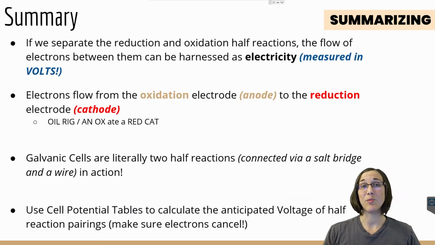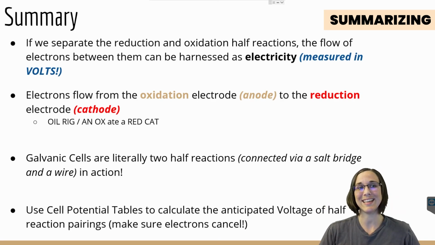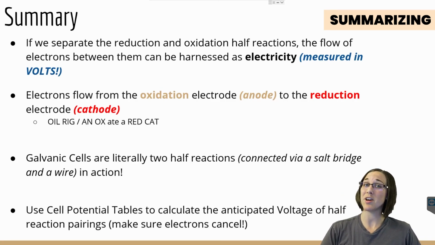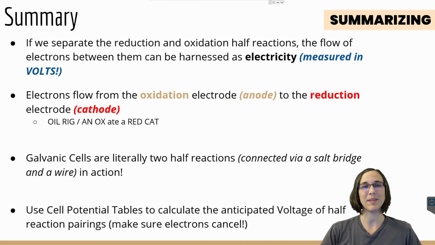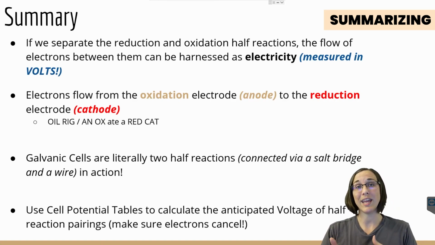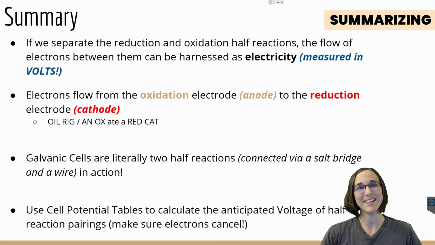In this review lesson, we went over that separating reduction and oxidation half reactions allows us to harness the electron flow and use it as electricity, which of course we measure in volts, thanks to Mr. Volta. Electrons will always flow from the anode, that's the electrode that has oxidation taking place, to the cathode, that's the electrode that has the reduction taking place. Remember the mnemonic OIL RIG. Oxidation is losing, reduction is gaining. Electrons, that is. And an ox ate a red cat. Anode is where oxidation takes place. A red cat, reduction is at the cathode, cat.